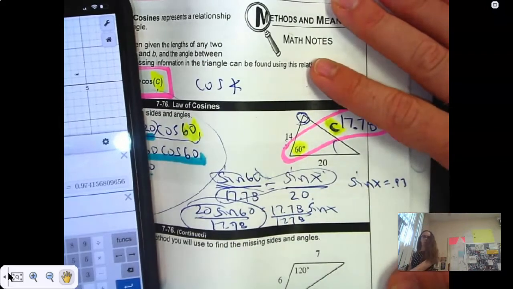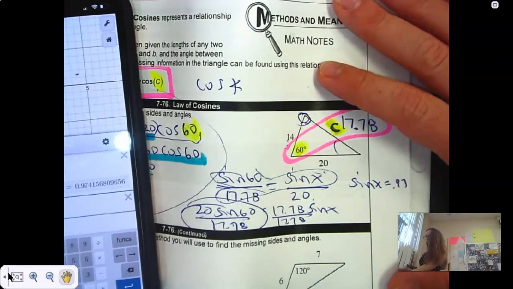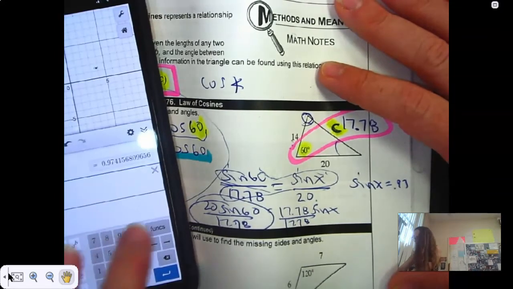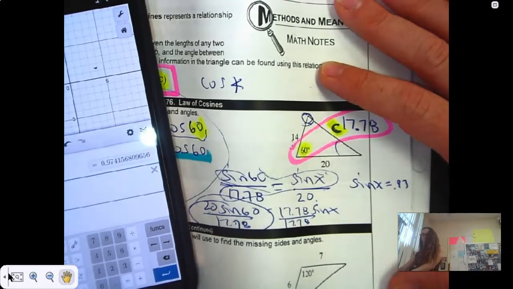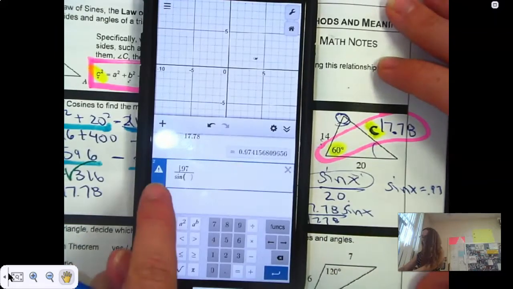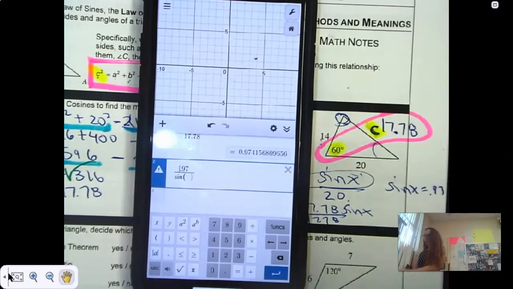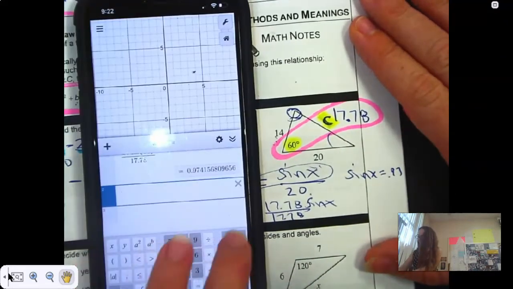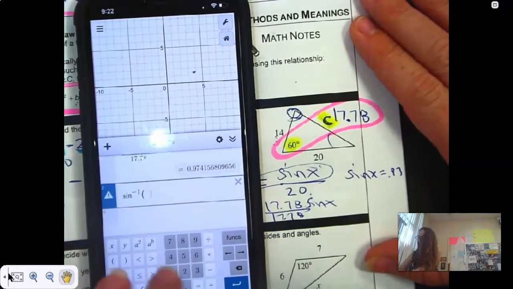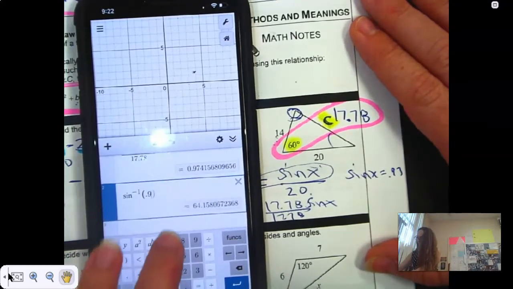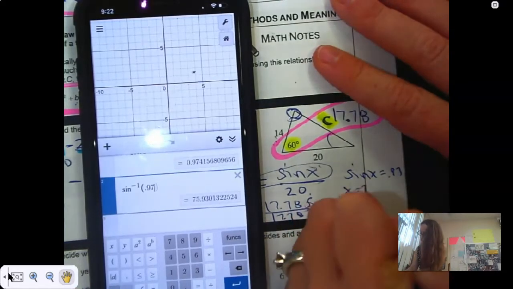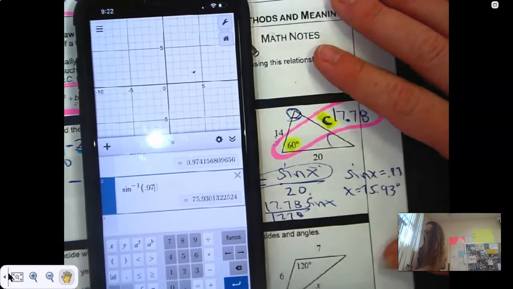Now, do I divide by sine? No, you can't divide by sine, because your calculator, if you went 0.97 divided by sine, and look at, see how it still has that little thing? It's like sine of what? You can't do that. So what do you do? You do the inverse sine. So you come over here, you go inverse sine of 0.97, and you get 75.93. So x equals 75.93 degrees.